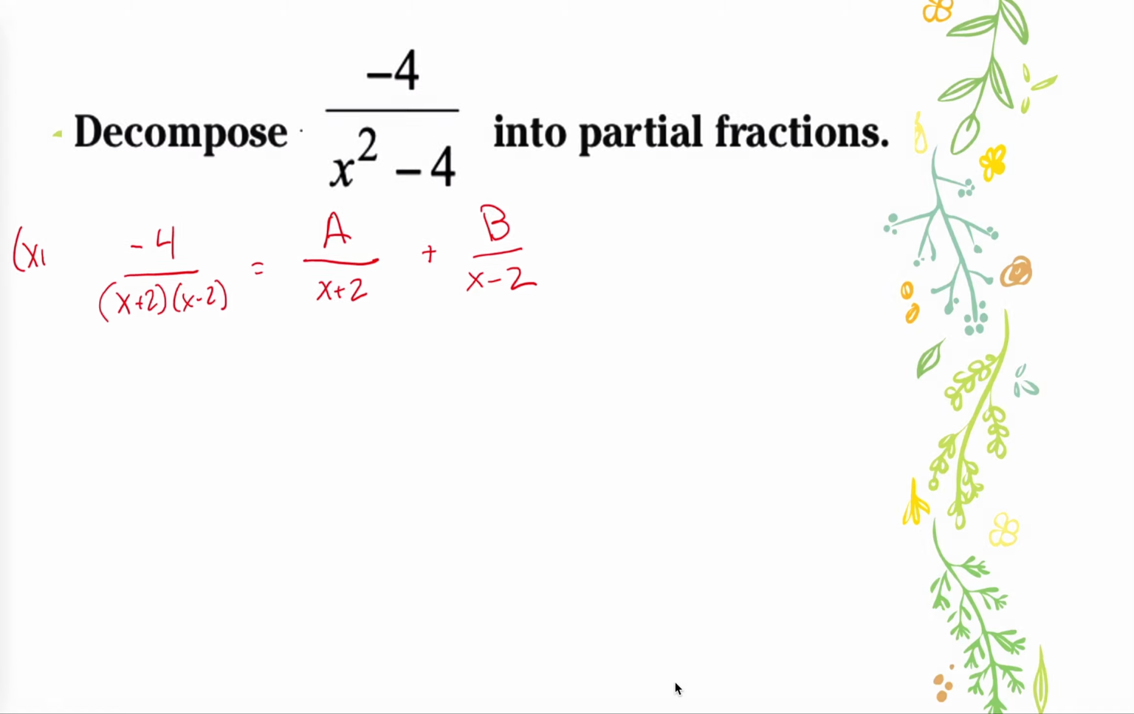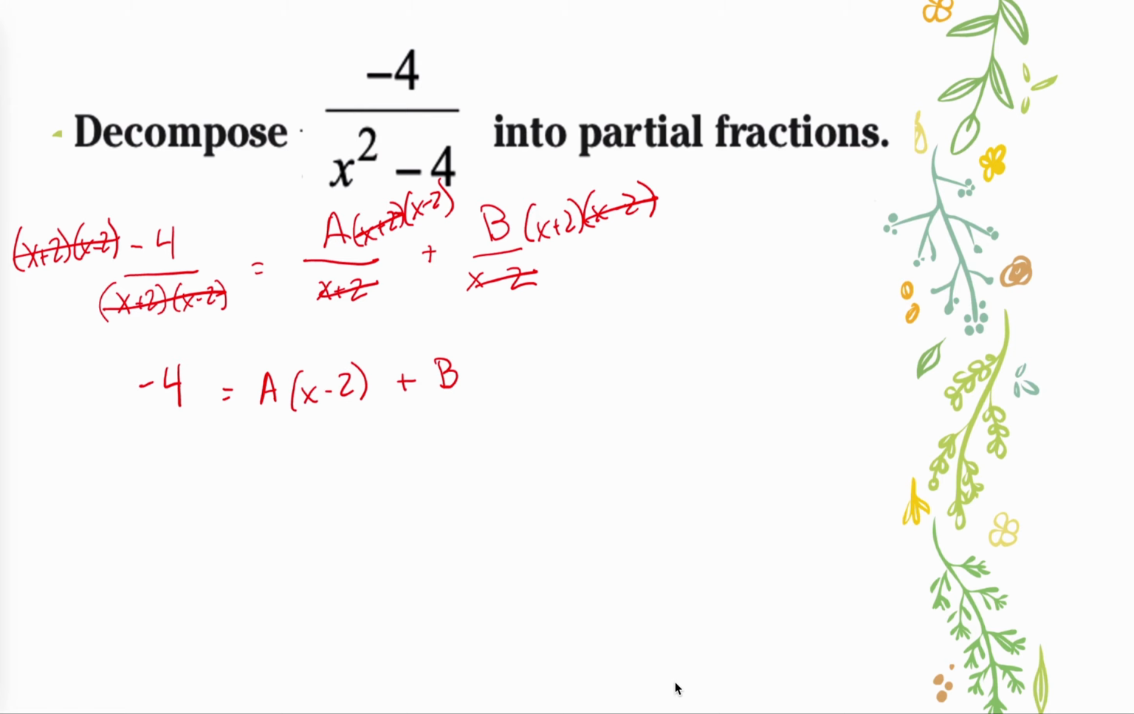Multiply everything by (x + 2)(x - 2). The x + 2s cancel out, and the x - 2s cancel out. -4 = a(x - 2) + b(x + 2).